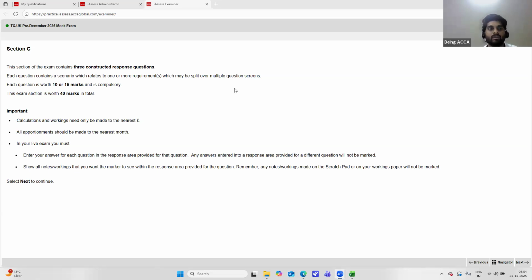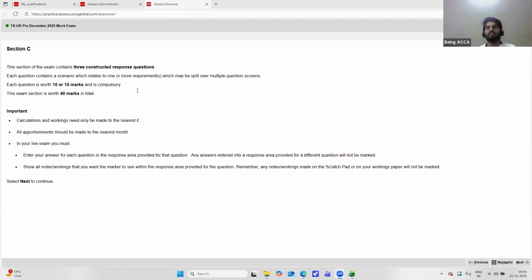Before we go to that, we should first understand that Section C primarily consists of three questions: two questions of 15 marks each and one question of 10 marks. The 10-mark question will mostly be related to income tax planning. Of the other two 15-markers, one will relate to income tax and the other to corporation tax. These are the three questions that you will have.